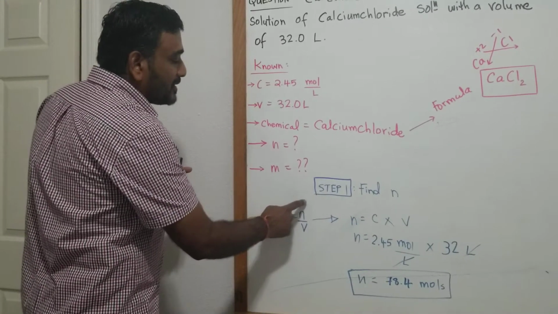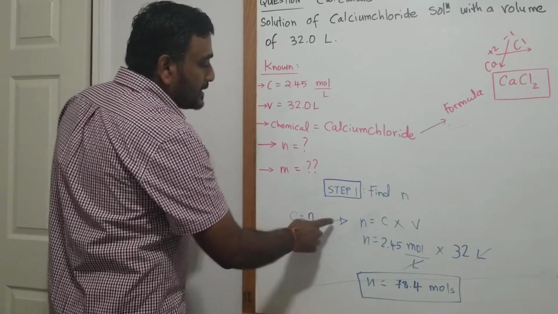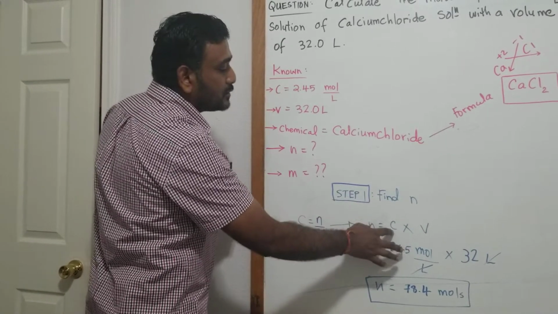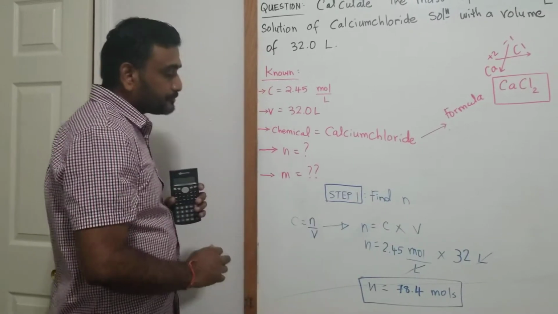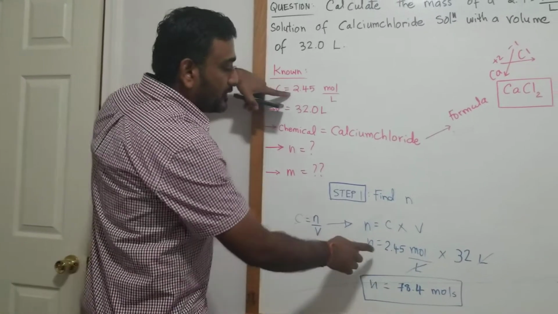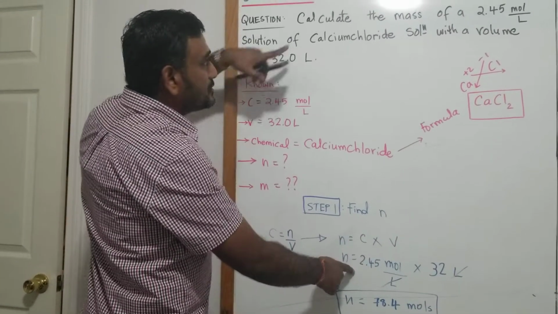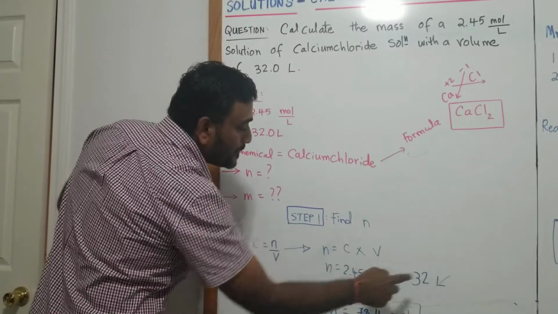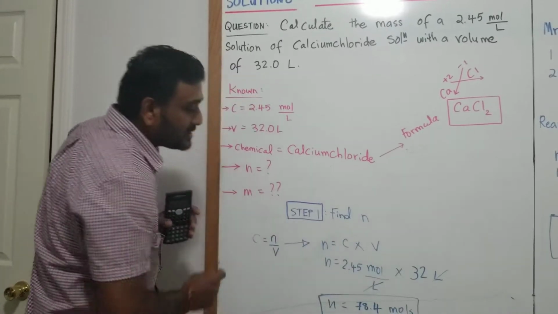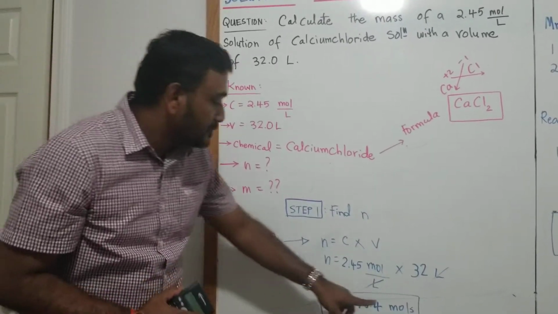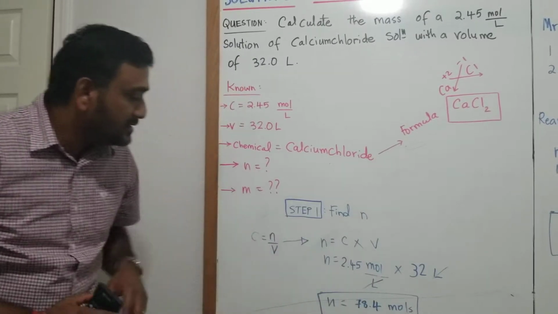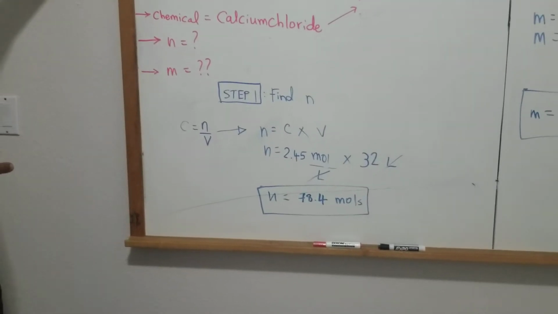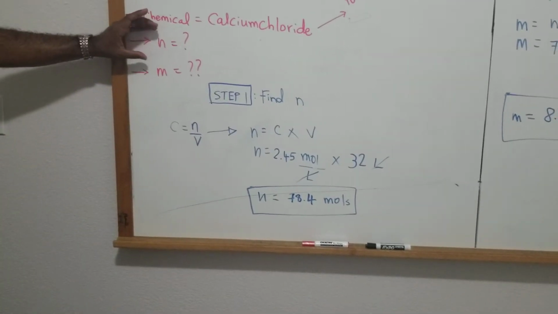If I make the number of moles the subject of the formula, rearranging gives us this new equation, which reads as number of moles is equal to concentration of the solution times its volume. So replacing the concentration given in the question as 2.45 mole per liter, times the volume that was given as 32 liters, the liters and liters can be cancelled out. So the final answer would be given as moles. So 2.45 times 32 gives me 78.4 moles. So successfully, with the information given in this question, we were able to calculate the number of moles.